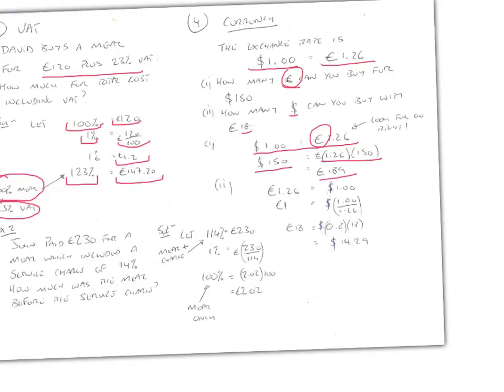That one's straightforward enough, but the second one, how many dollars can you buy with 18 euros? So we're looking for dollars, so this time we write €1.26 is equal to $1. So we're writing it the other way around, keeping what we're looking for, the number of dollars, on the right. So if €1.26 buys us $1, then €1 buys us $1 divided by 1.26. Therefore 18 euros buys us 1 divided by 1.26, which is 0.8, times 18, is $14.29.